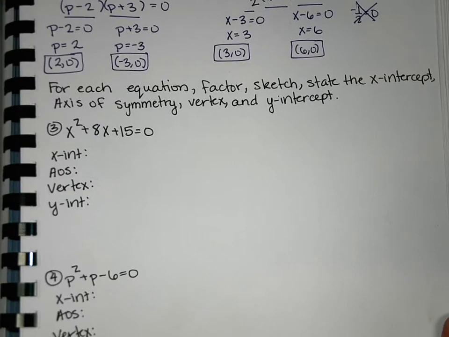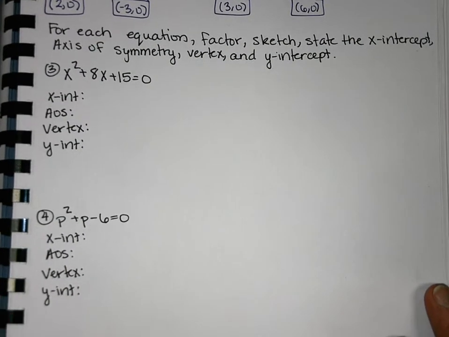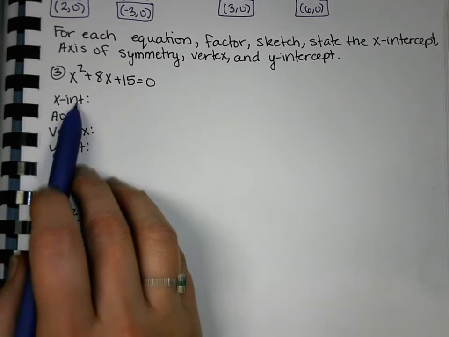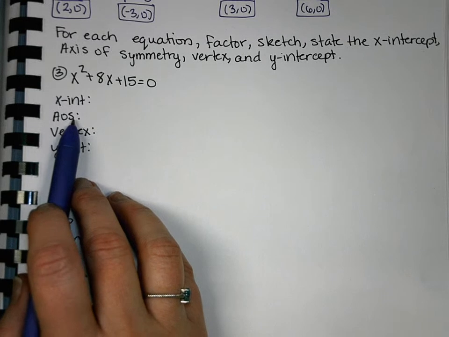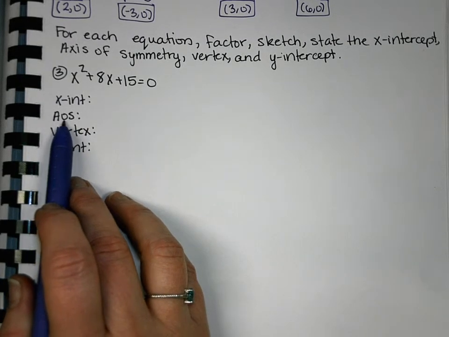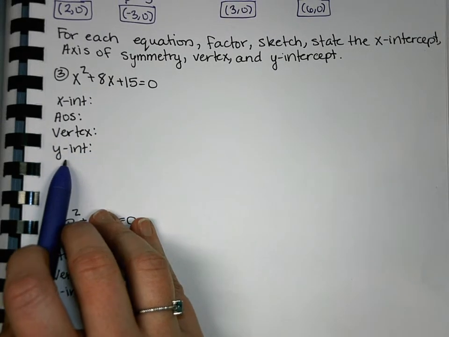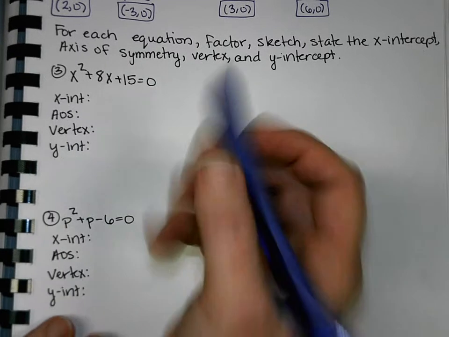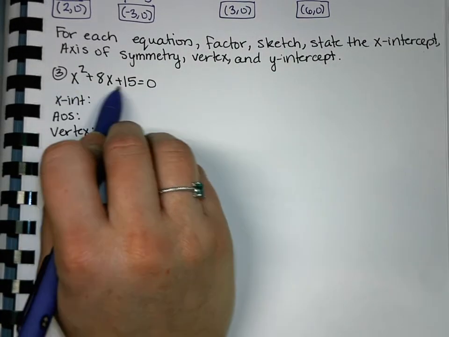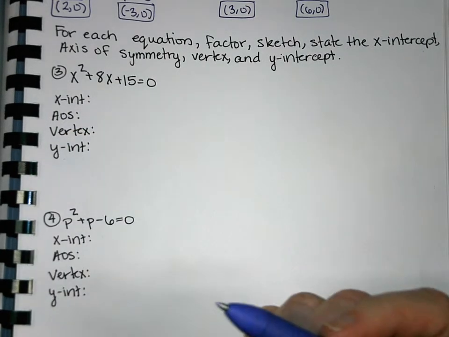Okay, so we're going to do 2 graphing problems, so that way you guys know how to graph them. And we're going to find the x-intercept, the axis of symmetry. Do you guys remember what that is? The x value of the vertex, good. And then we're going to find the vertex, and then the y-intercept. So let's start with the x-intercepts. How can we start by finding the x-intercepts here? What would we do?